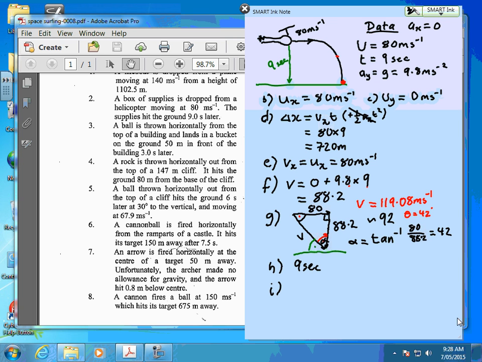Because I'm trying to find the height, the first thing I do is I look at the formula with delta y as the subject. How come the initial velocity of y in these questions is usually 0? Because to make it easy on you, that's how they set it up. So delta y is going to be uy, which is 0, times time, which is 9.